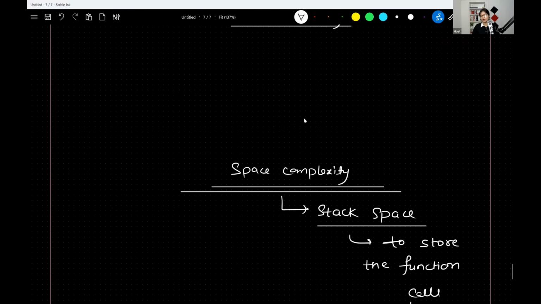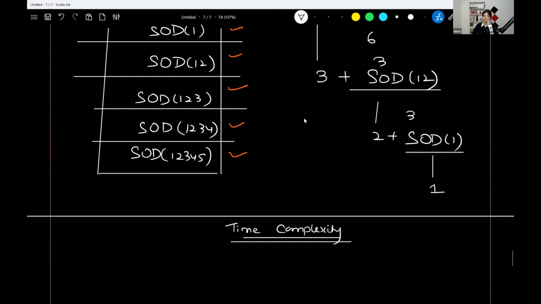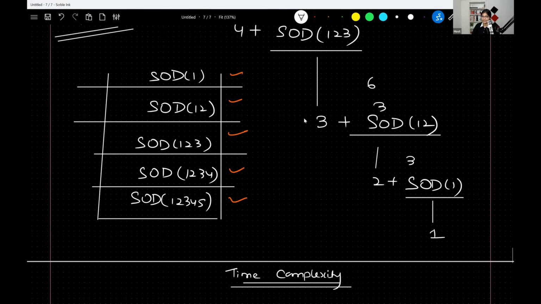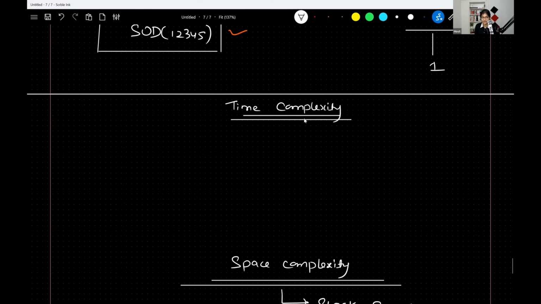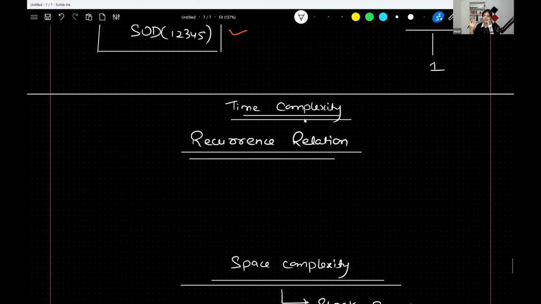Now let's talk about the time complexity. What do you think? In order to compute the time complexity, you first need to find the recurrence relation. Once you find the recurrence relation, then you can solve it via either substitution or recursion tree. So far, we have covered only these 2 methods. What's the recurrence relation? Let's talk about that first.